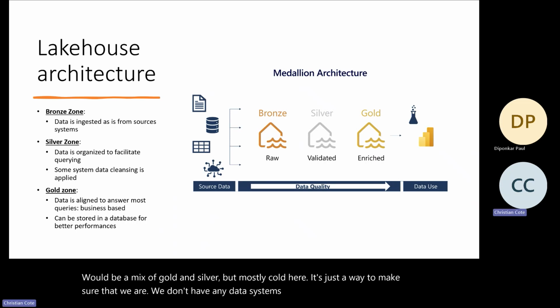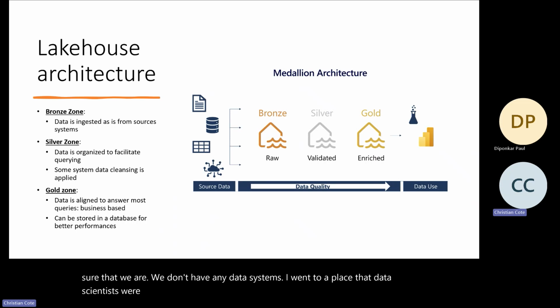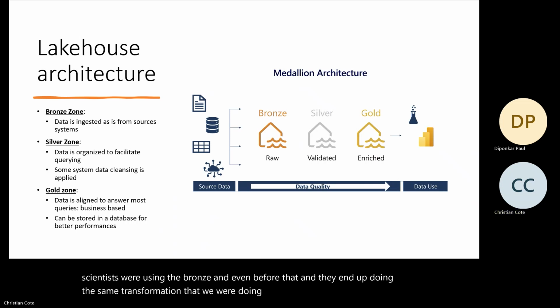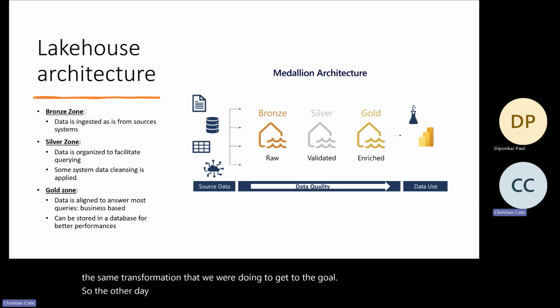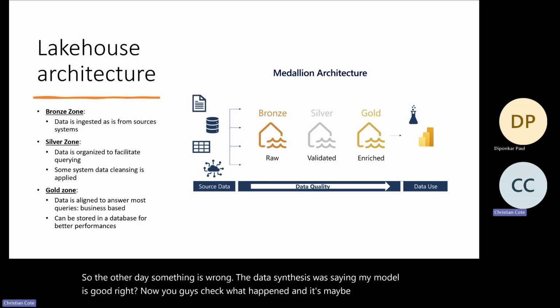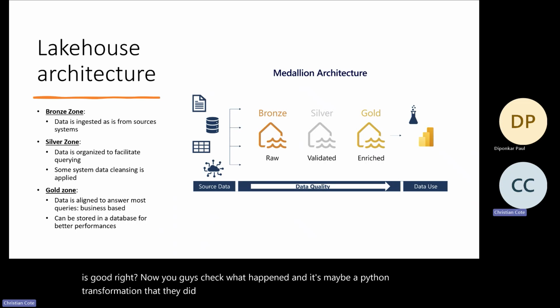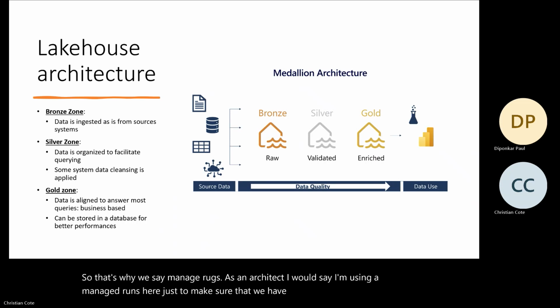I went to a place where data scientists were using the bronze, and they ended up doing the same transformation that we were doing to get to the gold. So at the end of the day, something is wrong. The data scientist would say my model is good, right? Now, you, the data warehouse guy, check what happened. And it's maybe a Python transformation that they did when they brought the data from the source here. So that's why we say managed bronze. As an architect, I would say that we're using a managed bronze here just to make sure that we have consistency.